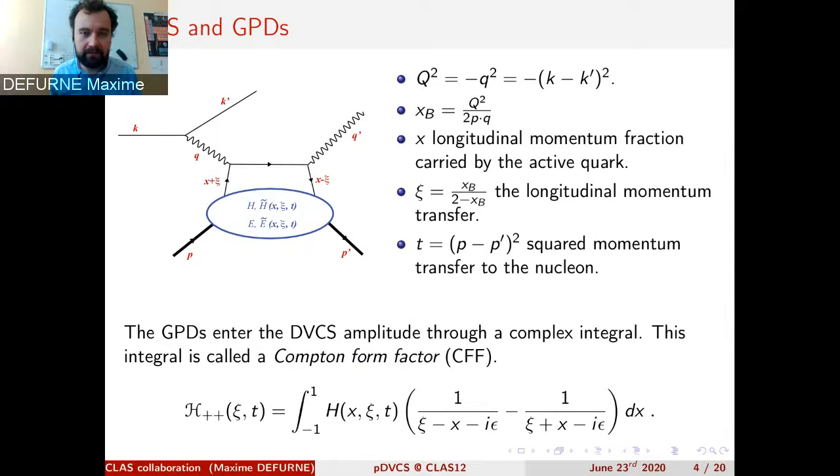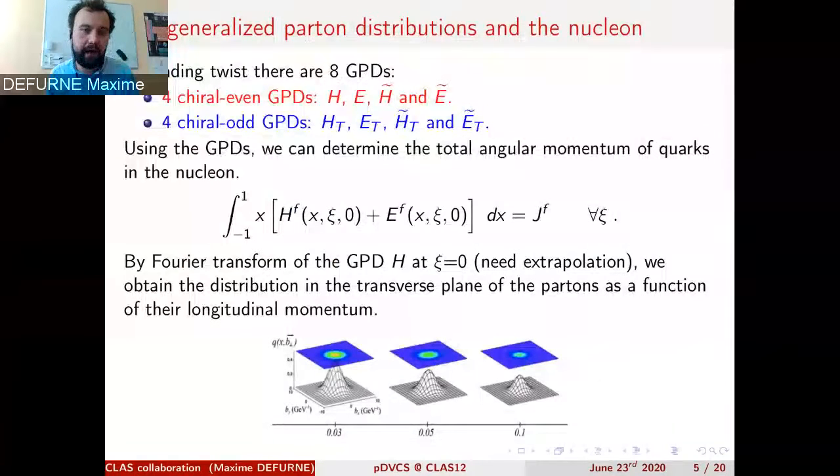Briefly, we have several GPDs, because on this diagram you can trace the line with the spin and helicity carried by the nucleons and the quarks. So in the end, at leading twist, you have 8 GPDs. The first 4 usual ones are H, E, H tilde, and E tilde, and are called the 4 chiral even GPDs. And then we have 4 chiral odd GPDs, also called transversity GPDs, for which you have a helicity flip of the quark that will interact with the virtual photon.